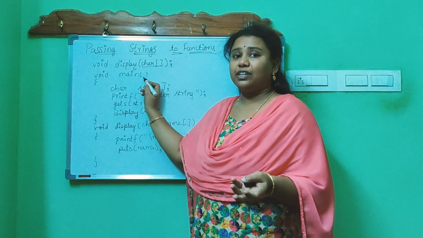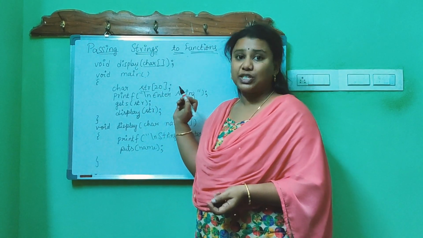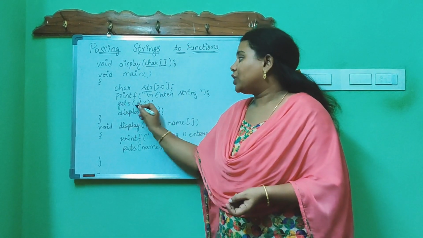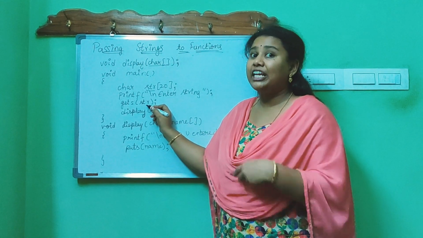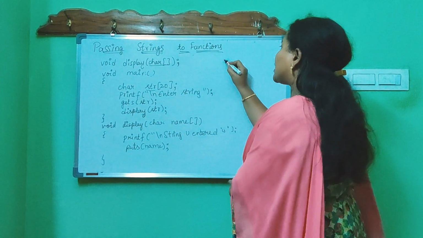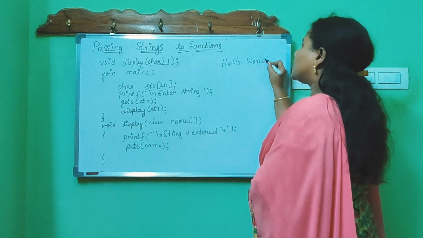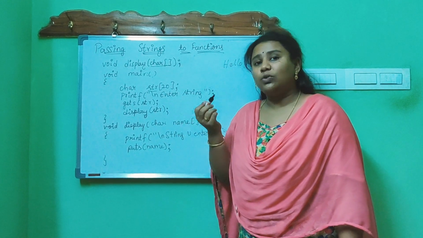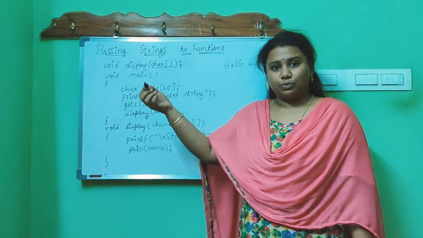Now I am going to write the main function. Here I have declared a string called str of maximum size 20. As you all know, I am asking the user to enter a string. We know that the gets function is used for reading a string from the keyboard, even with white spaces. Suppose I would like to enter hello world. This is the string I would like to store in str.